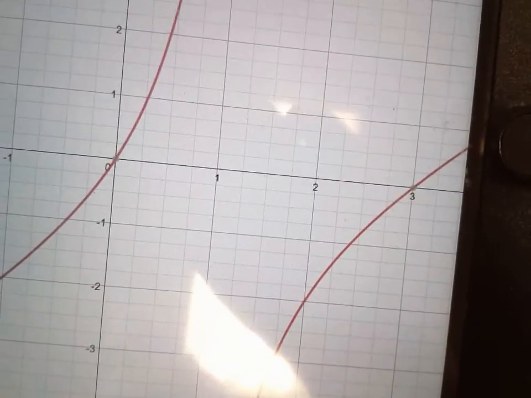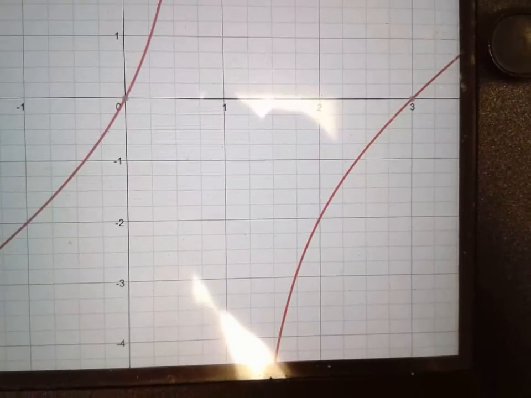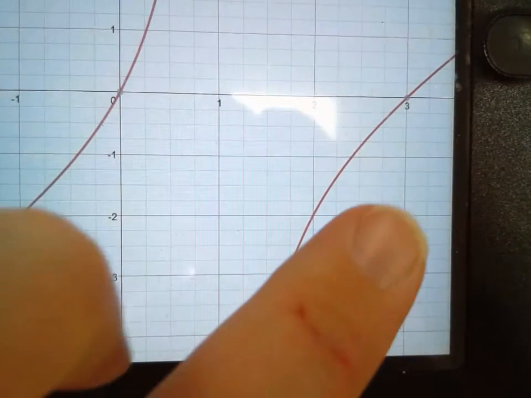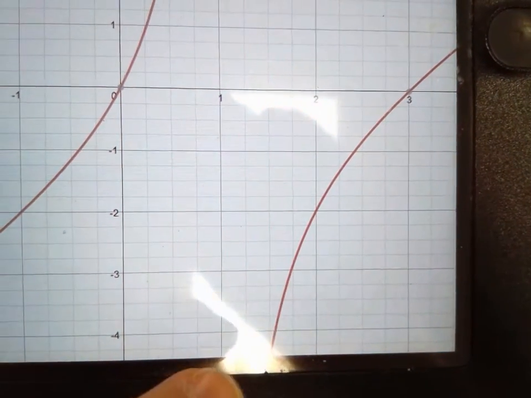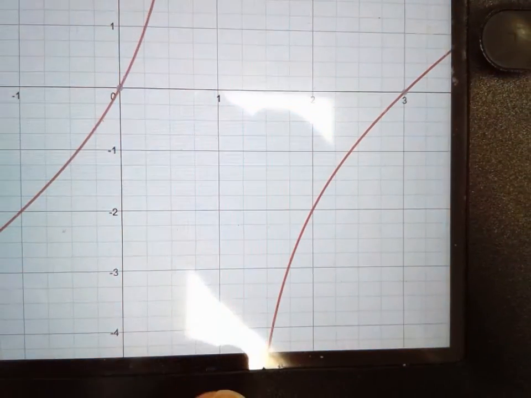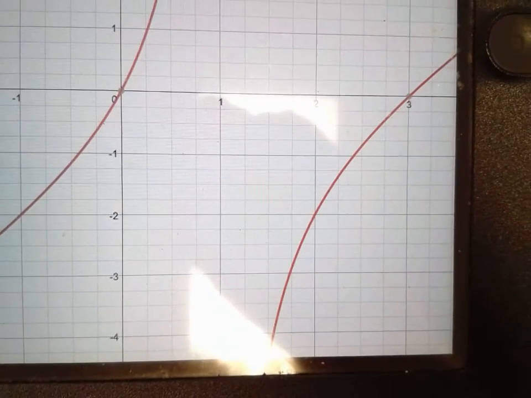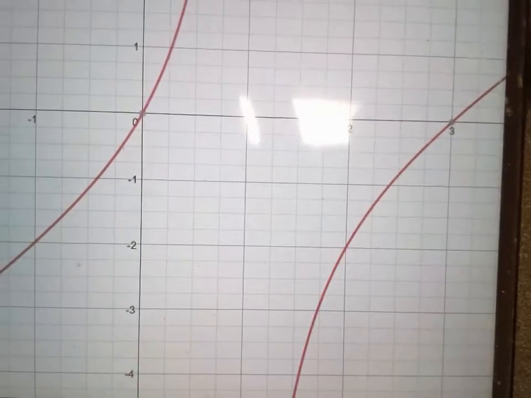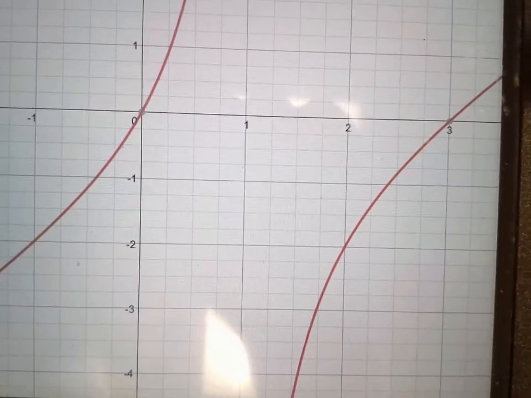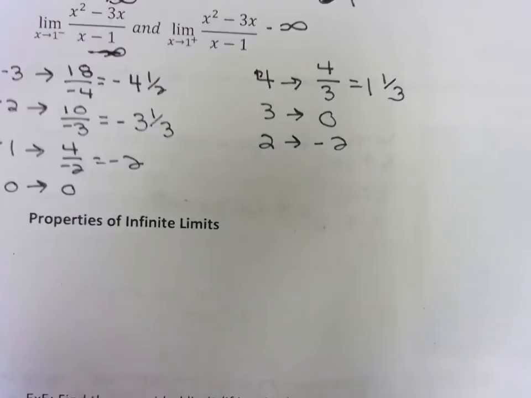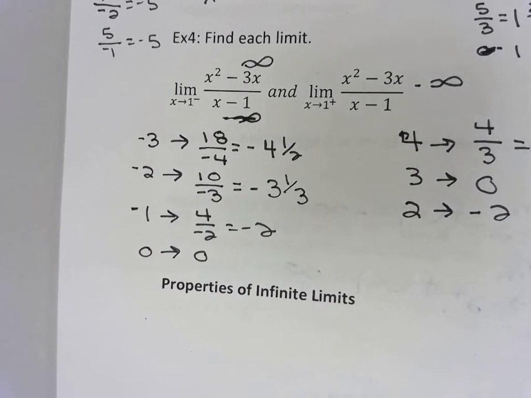Same thing as I was approaching 1 from the right. I noticed that my values are getting smaller and smaller. If I would have kept on going, I'd have been approaching negative infinity. Sometimes it's helpful to plug in things, and sometimes you can see it by just plugging stuff in. Sometimes you need to resort to a graph. So as x goes to 1 from the left, I'm approaching positive infinity, and from the right, I'm approaching negative infinity. So it's working with graphs and figuring out infinity or negative infinity by plugging in points as they approach it.